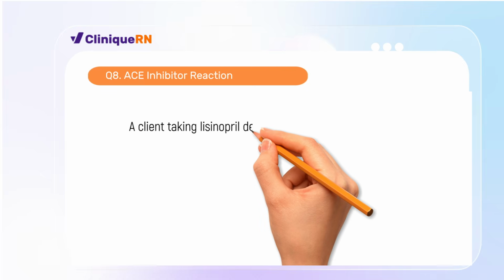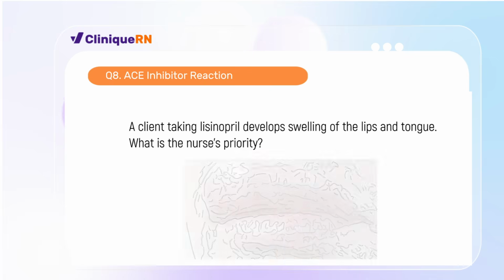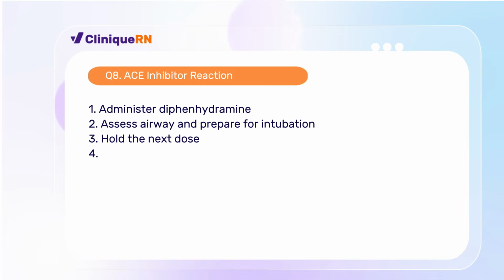Question 8. ACE inhibitor reaction. A client taking lisinopril develops swelling of the lips and tongue. What is the nurse's priority? 1. Administer diphenhydramine. 2. Assess airway and prepare for intubation. 3. Hold the next dose. 4. Document and monitor.